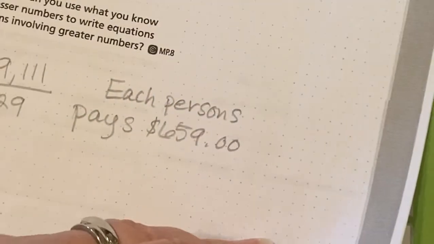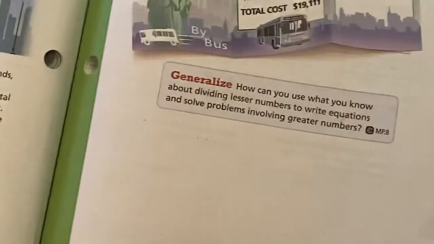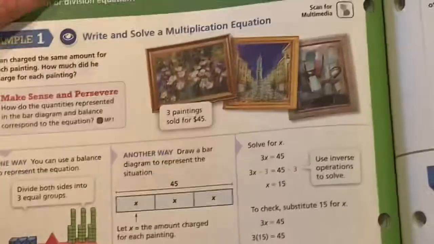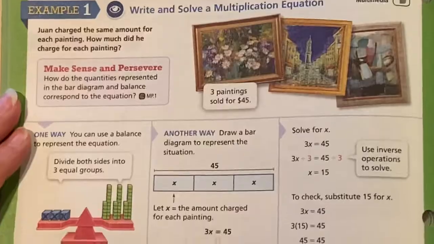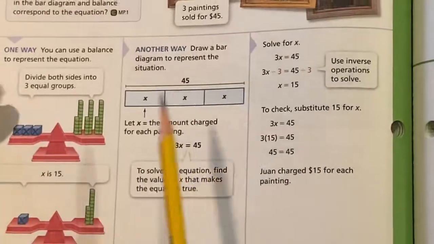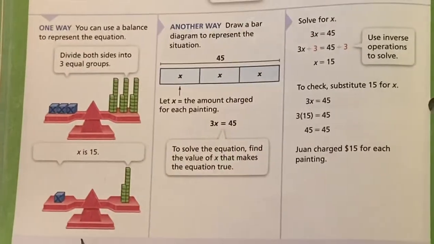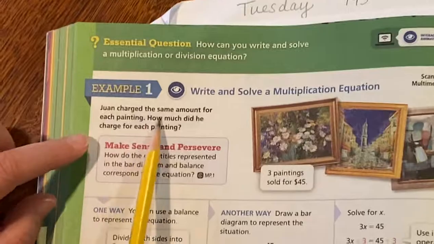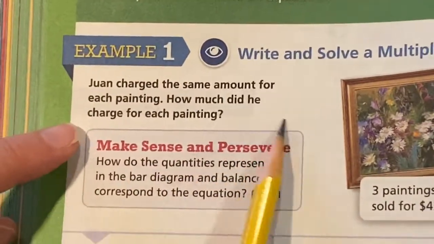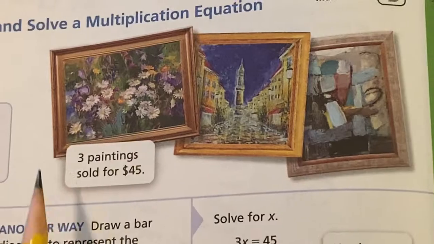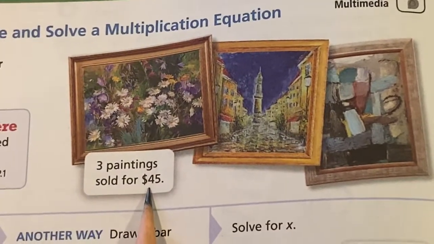Okay, let's take a look at the next page. So here, there's more of this review of different ways to solve, only in this part, they're really trying to drive home that idea of using the inverse operations. So the problem is Juan charged the same amount for each painting. How much did he charge for each painting? Same amount. That's important. So here are the three paintings, and he sold all three of them for $45.